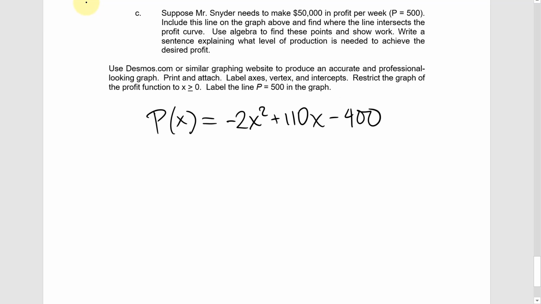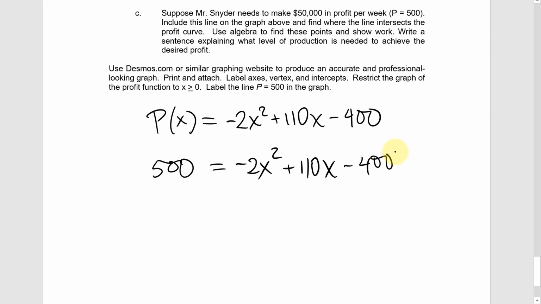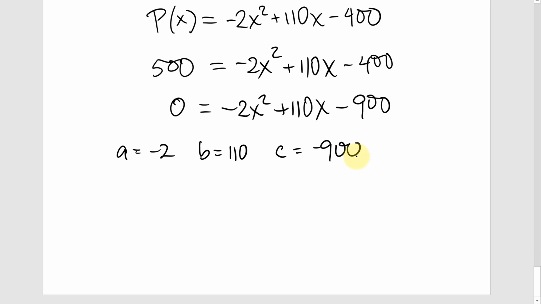Now, since this is the profit function that we've been working with from the very beginning, we'll now set the profit equal to 500, representing 50,000 in profit, and find the production level, the value of X that would make this true. Well, this is a quadratic equation, but to use the quadratic formula, we need to bring all the terms to one side, make it equal to 0. Okay, solving with the quadratic formula.